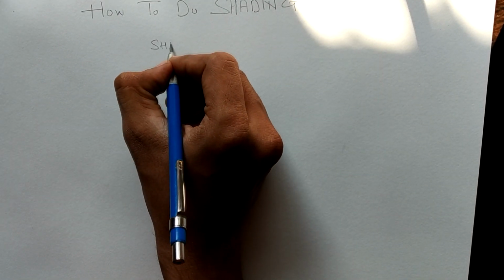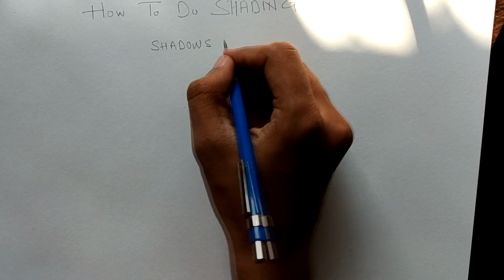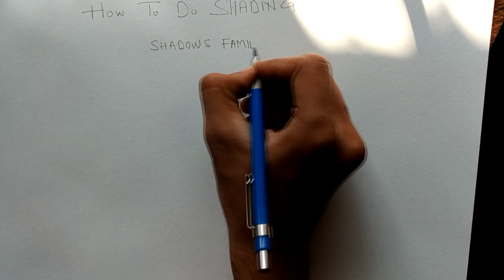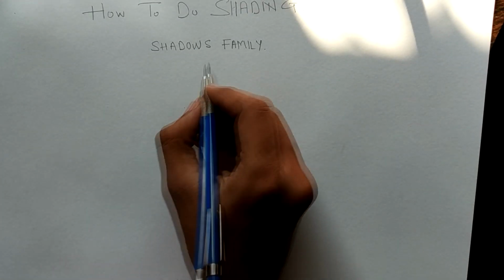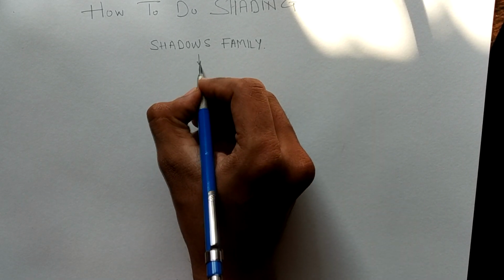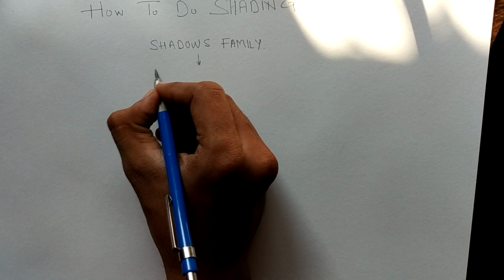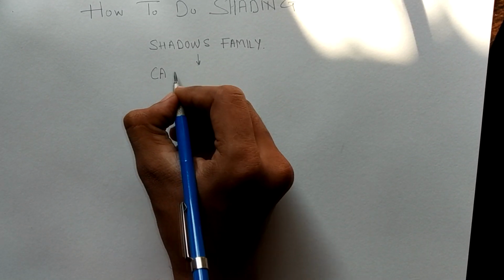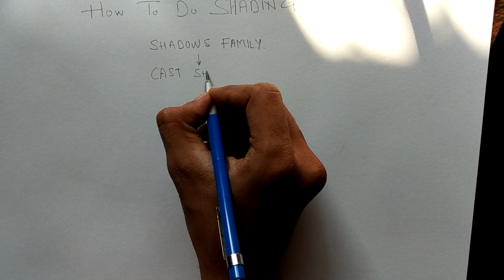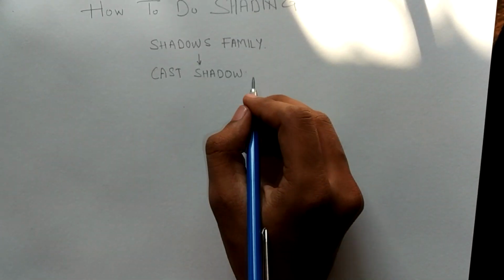Let's start. I'm writing down the topic of shadows. There are different types of shadows, and there are two types of highlights. So let's start with our shadows family. The first shadow we have here is the cast shadow. The cast shadow is the darkest part in the shadows family, or in the shading. The cast shadow is where no light passes, not even a single point of light.